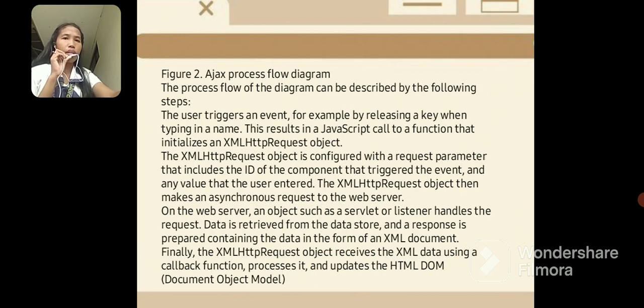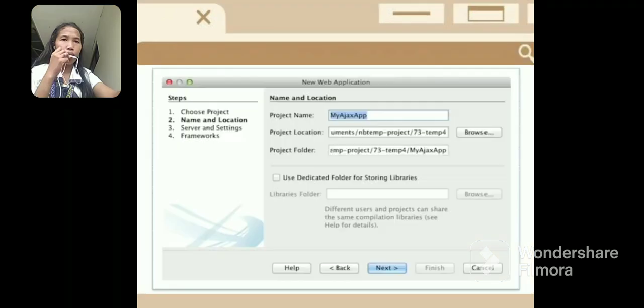The following diagram illustrates the communication that takes place between the client and server. Figure number 2, Ajax process flow diagram. The process flow can be described by the following steps. First, the user triggers an event, for example, by releasing a key while typing in the name. This results in a JavaScript function that initializes the XML request object. The XML request object is configured with a request parameter that includes the ID of the component that triggered the event.